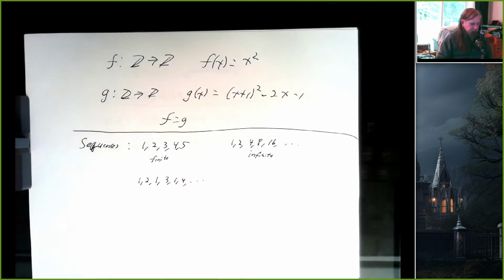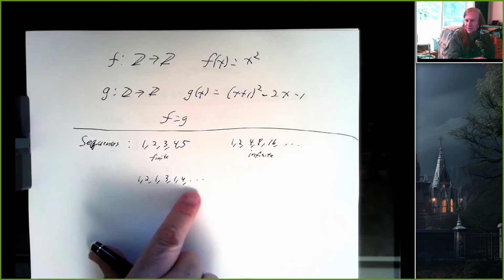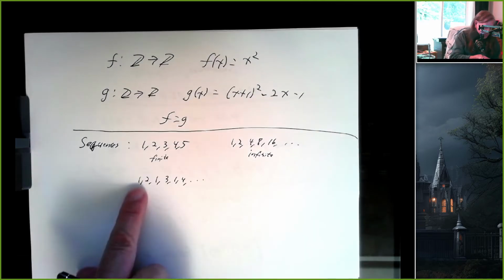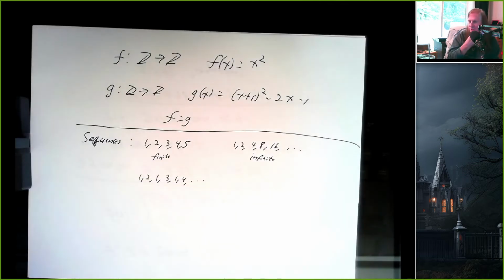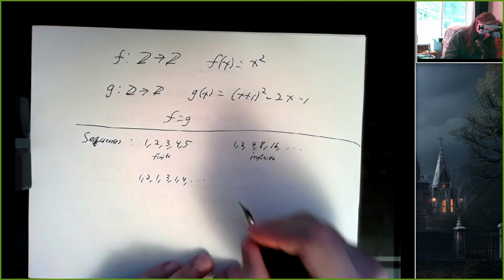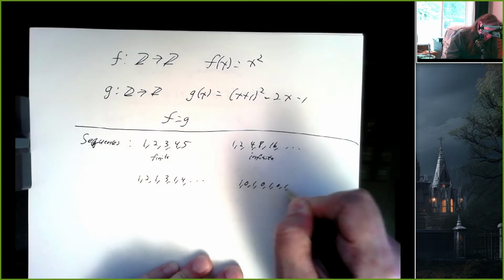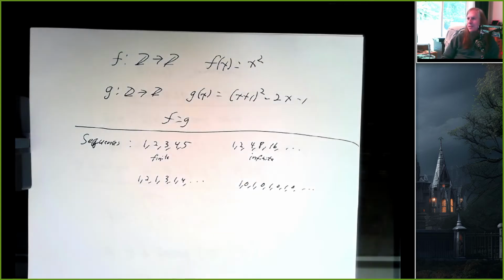Here's another infinite sequence: 1, 2, 1, 3, 1, 4, 1, 5, 1, 6, and so on. It's not a set, right? So the fact that we keep coming back to the number 1 is not a problem. Here's another infinite sequence: 1, 0, 1, 0, 1, 0, 1, 0. It's just an ordered collection of elements of a set.